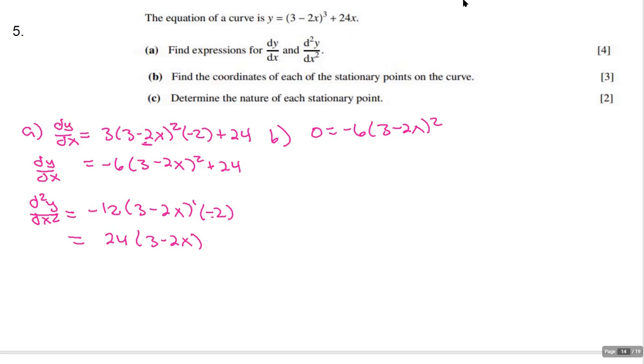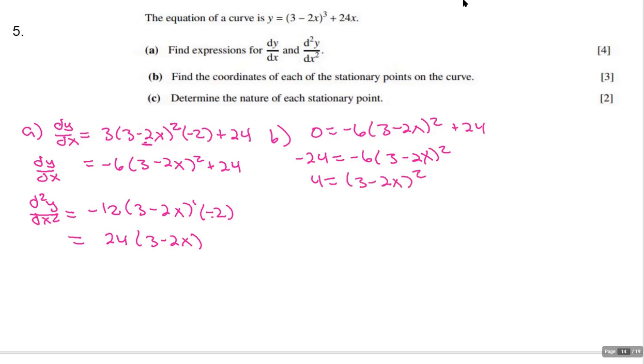3x squared plus 24. And if I'm doing this, I'm going to subtract 24 on both sides. I'm going to get negative 24 is equal to negative 6 times (3 minus 2x) squared. And then I'm going to divide by negative 6 on both sides. And so when I do that, I'm going to get 4 is equal to (3 minus 2x) squared.